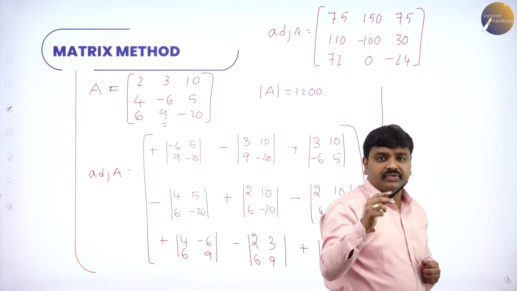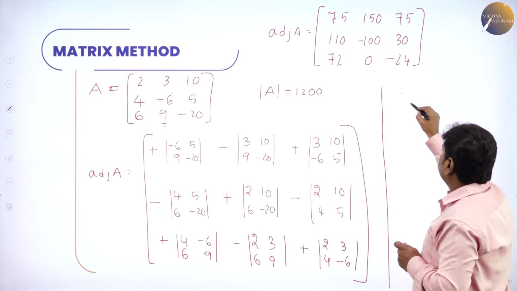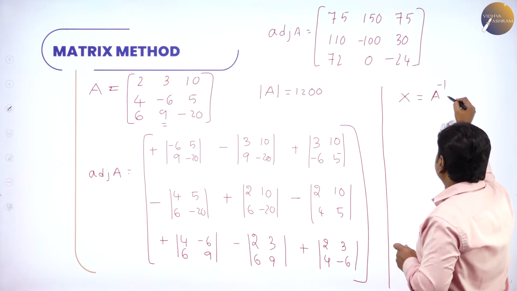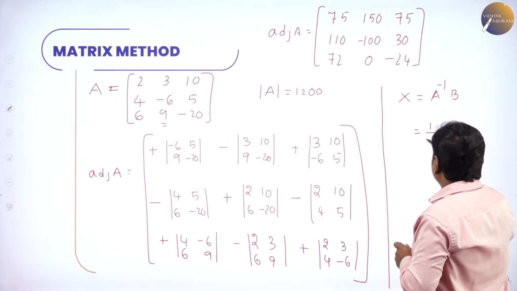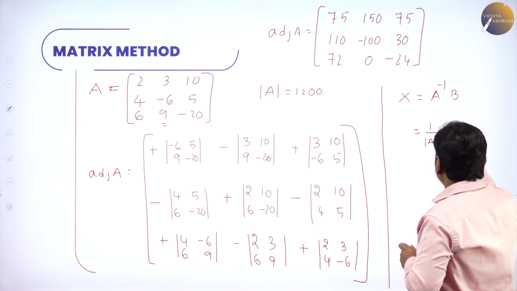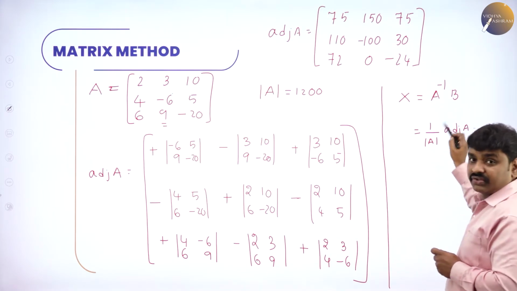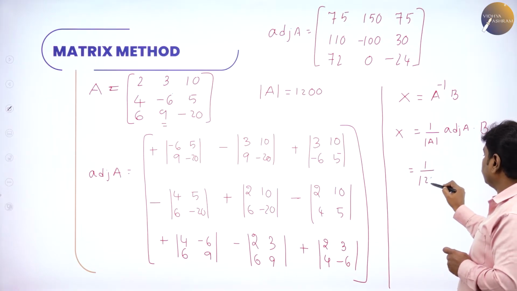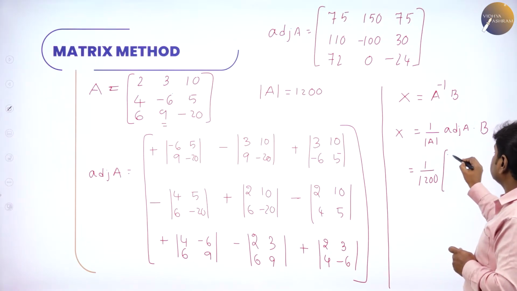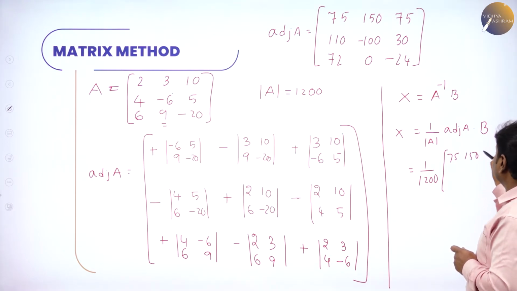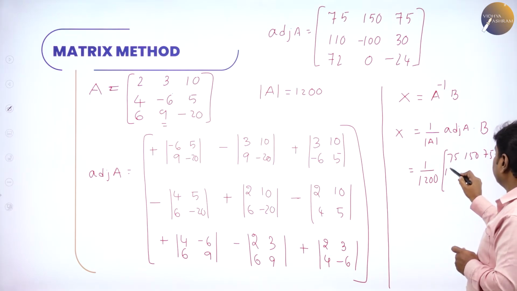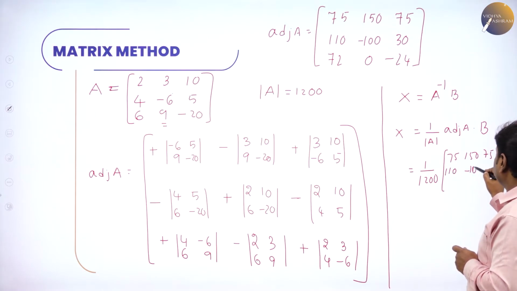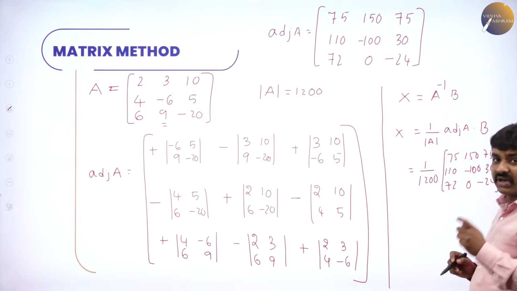All of you know how to find inverse. And what is the x value directly? A inverse into B. What is A inverse actually? 1 by determinant of A into adjoint A, so this is the A inverse value, into B. So this is the x value. So 1 by 1200 into adjoint A. What is adjoint A we got? 75, 150, 75, then 110, minus 100, 30, then 72, 0, minus 24, into B. What is B? The column matrix is B.